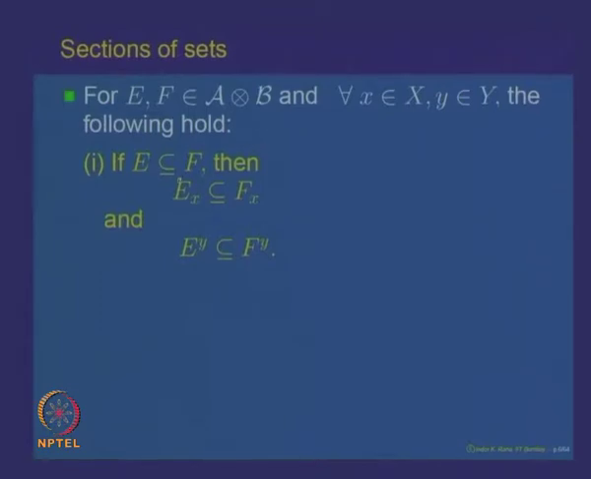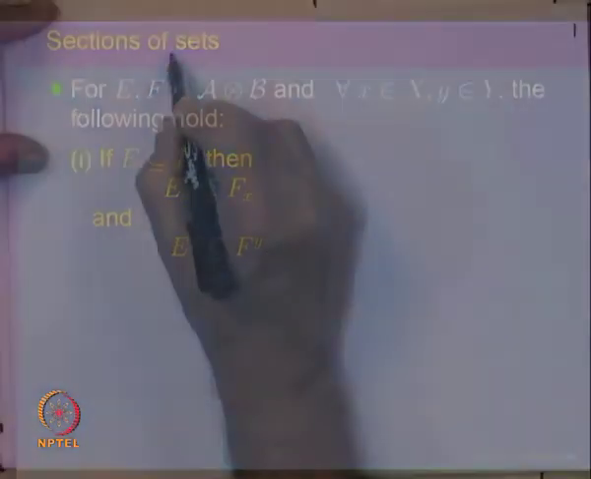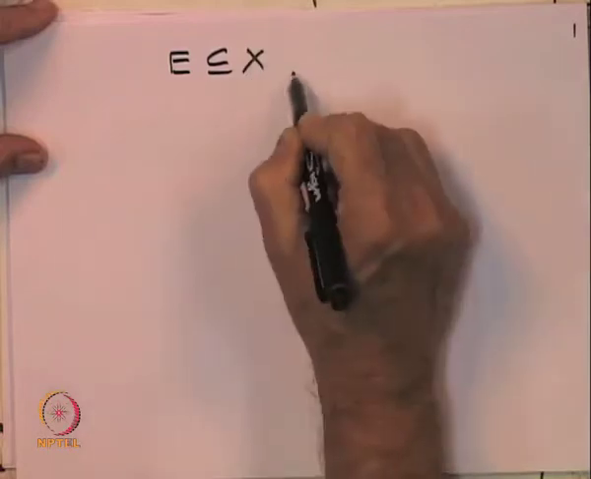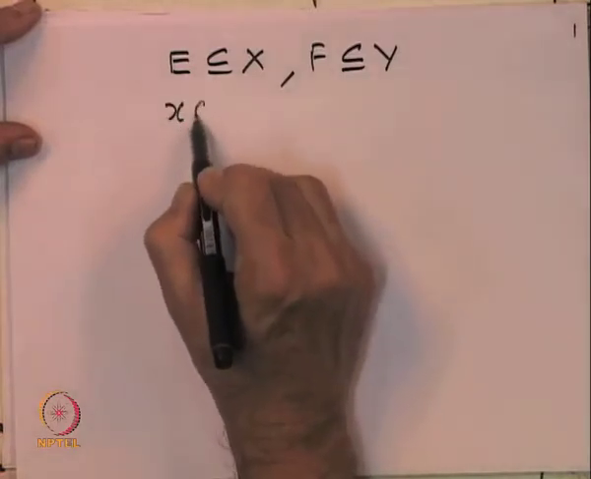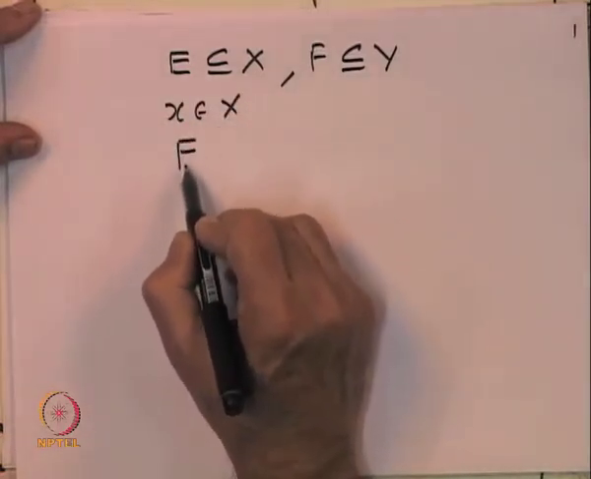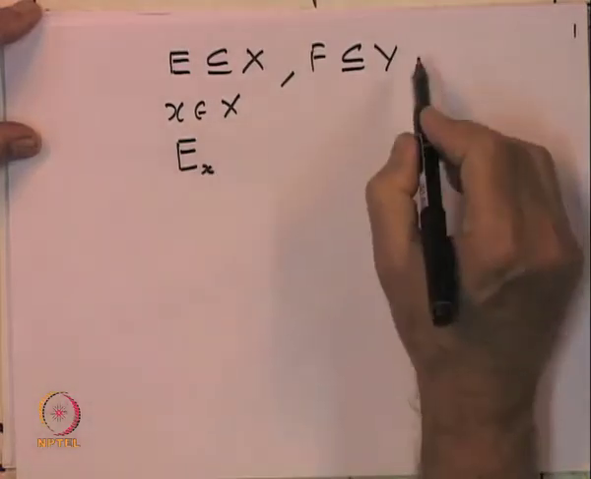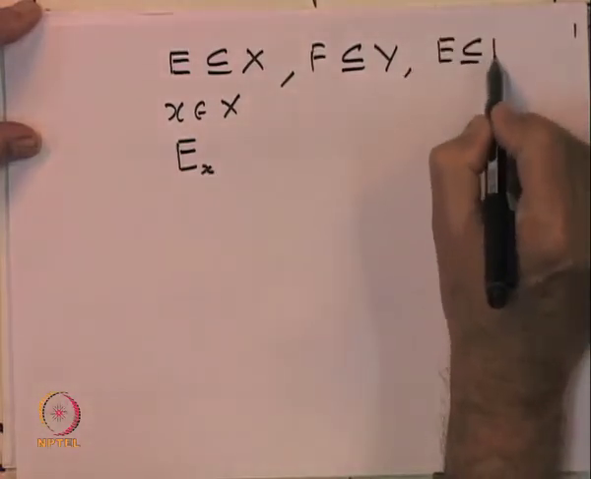The first is, if E and F are subsets such that E is a subset of F, then the section of E at x is a subset of the section of F at x, and the section of E at y is a subset of the section of F at y. Let us prove these properties before going further. So, let us verify: we are given E is a subset of X and F is a subset of Y. For x belonging to X, let us look at what is E lower x, and we are also given that E is a subset of F.